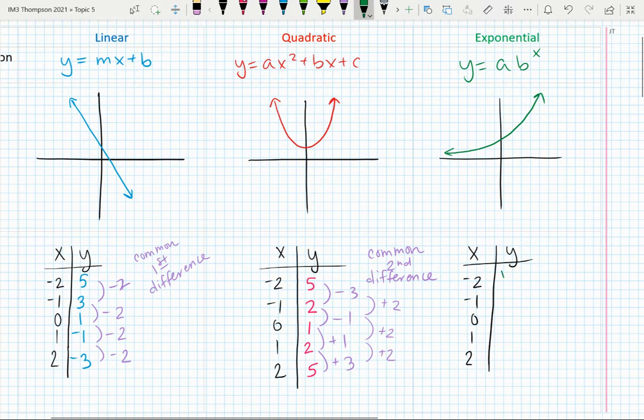So for the graph above, when I plug in -2, I would actually get 1/9. I plug in -1, I get a third. Plug in 0, I get 1. Plug in 1, I get 3. Plug in 2, I get 9.